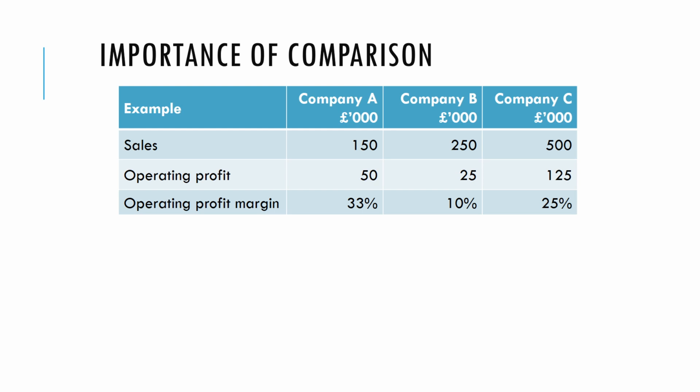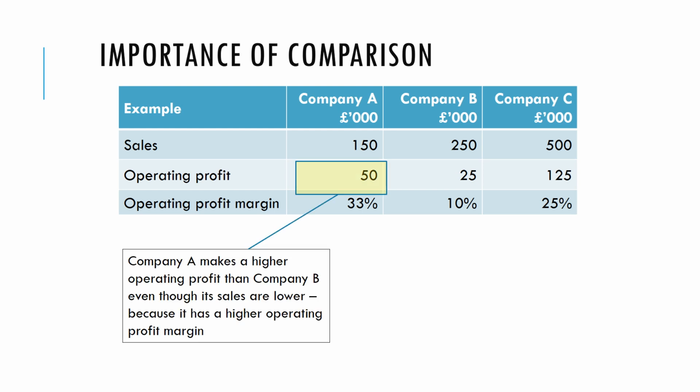Now these margins are very useful because they help us to compare businesses. So for example, in this table here, we have company A, B and C. We have sales, profit, and we also have operating profit margin. Now company A makes a higher profit than company B, even though its sales are lower, and that is because they have a higher operating profit margin.